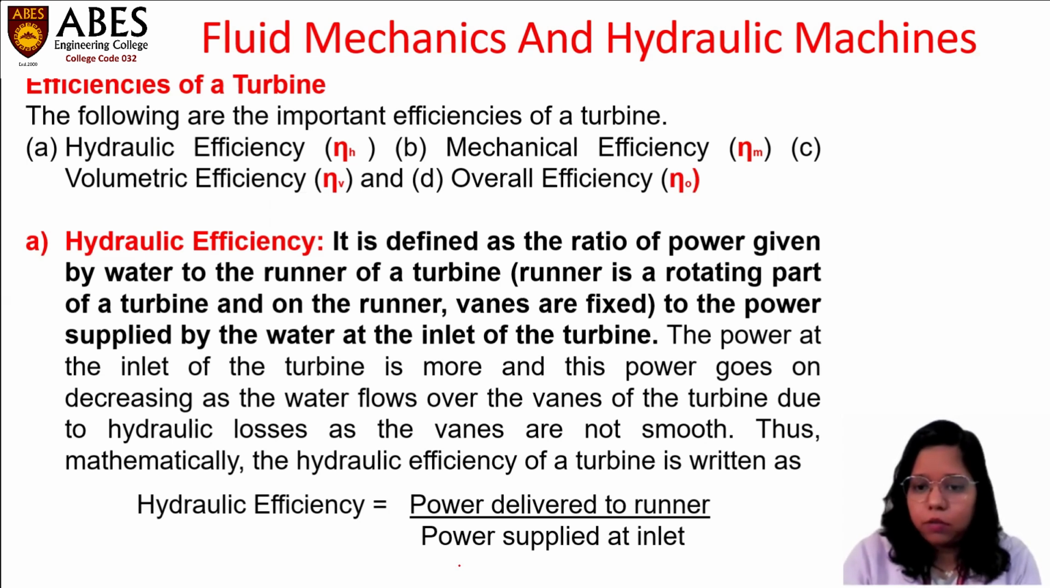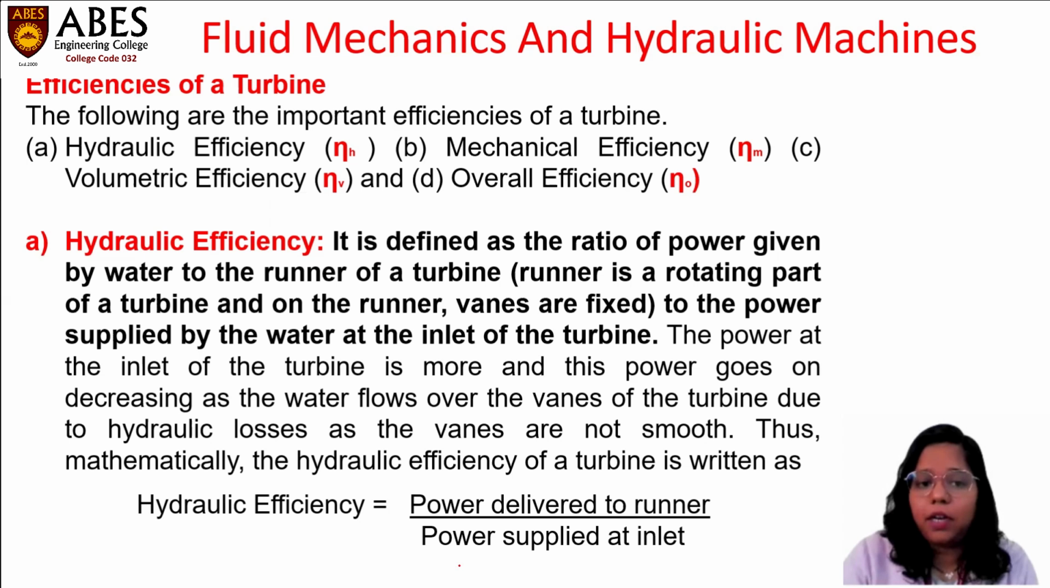The water flows from the penstock and hits the runner. The runner starts rotating from the water's energy. There must be a force by which the runner starts rotating. And so what is the power delivered to the runner? The ratio is hydraulic efficiency. It is defined as the ratio of power given by the water to the runner of a turbine to the power supplied by the water at the inlet of the turbine.